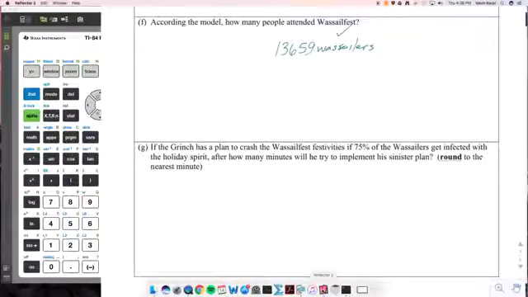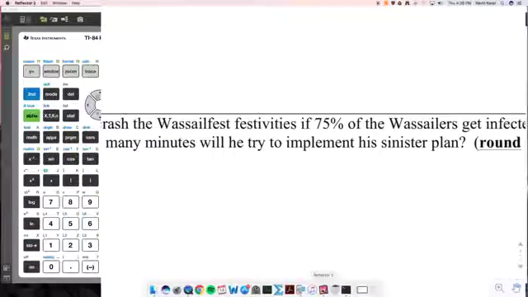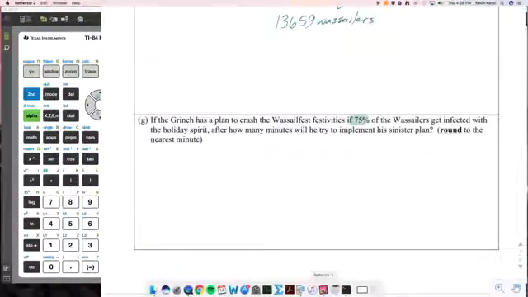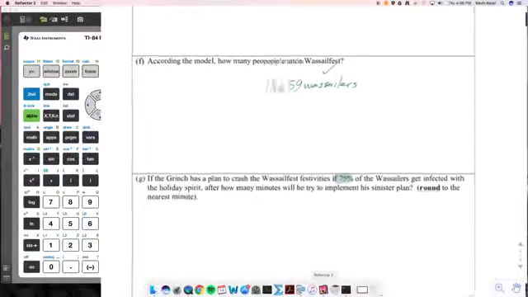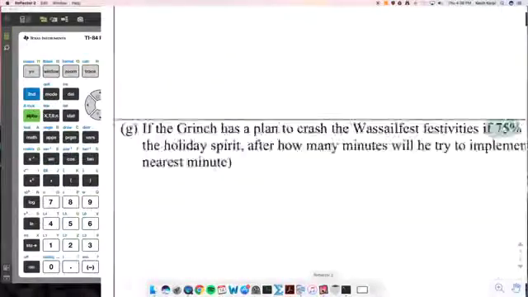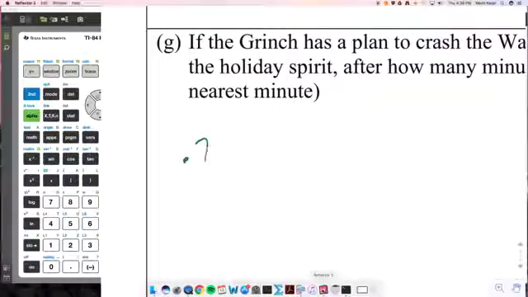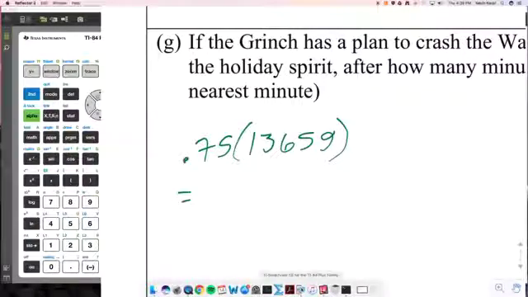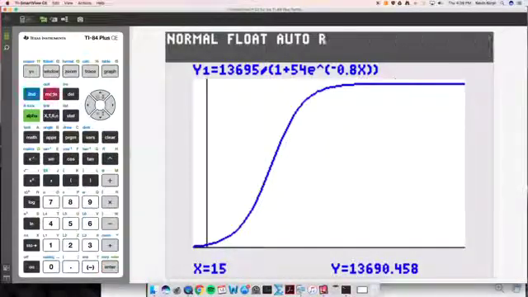All right, so here's the shutdown plan. If the Grinch has a plan to shut down Wasselfest, if 75% of the total people that arrived at Wasselfest get infected, after how many minutes will he try to implement his sinister plan? So we want to take 75% of 13,659. So that's 0.75 of 13,659. We need to know what that number is. So I'm doing that off to the side on my math workbench, and I'll go back to the home screen.